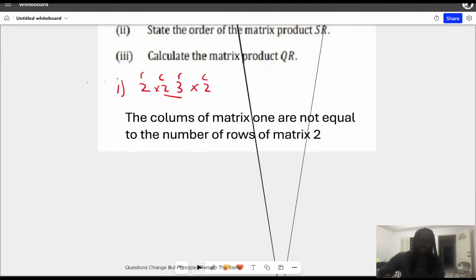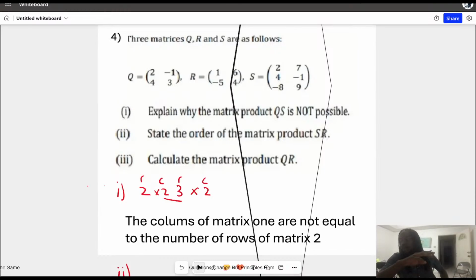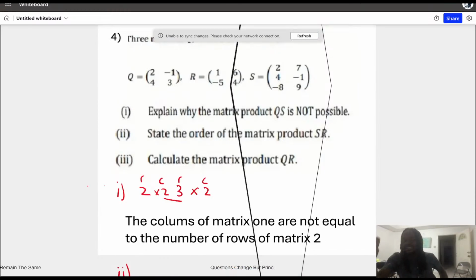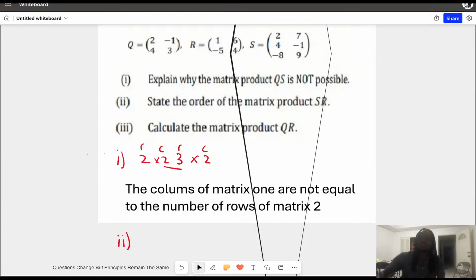Alright, next. The next thing this question says, they don't ask you to multiply it. All they said is state the order of the matrix product SR. What does that mean? That means all I have to do is tell them what the order is going to be. So what's the order of S? SR means I start with S first.